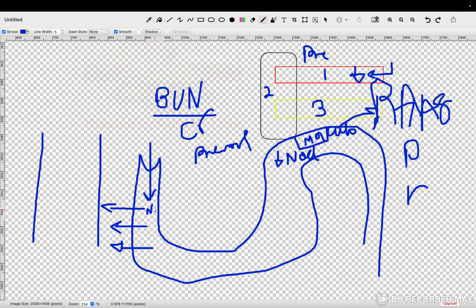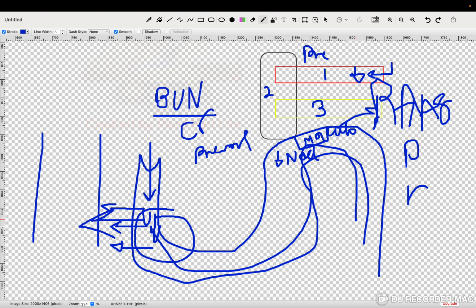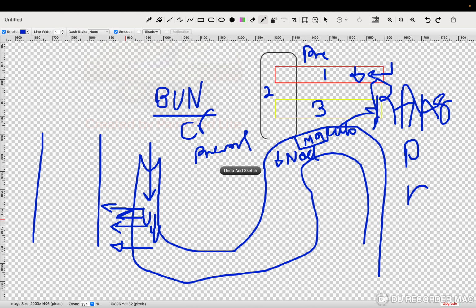Can you reabsorb sodium? Yes, you can. Can you reabsorb urea? Can you reabsorb glucose? Can you reabsorb amino acid? You can reabsorb everything. Just to make it simple, your tubules are functional and you can reabsorb everything. So if you can reabsorb everything, what is going to happen to the amount of urea here? Will it be reabsorbed or will it just be cleared out? It will be reabsorbed. Why? Because you still can reabsorb it.